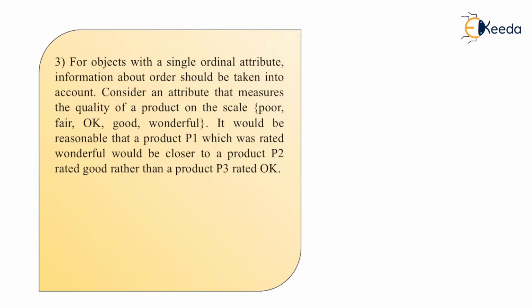Categorical. So it would be reasonable that a product P1, which was rated wonderful, would be closer to the product P2, which is rated as good. P1 is rated as wonderful, and P2 is rated as good, and P3 is rated as okay. So we can say that good is much nearer to wonderful than okay. So we can rank it.